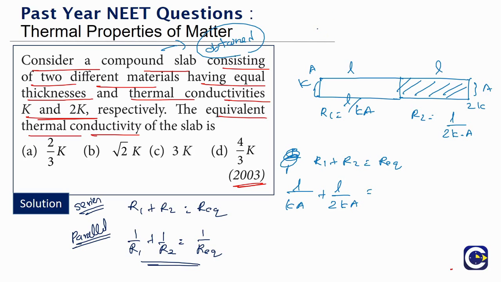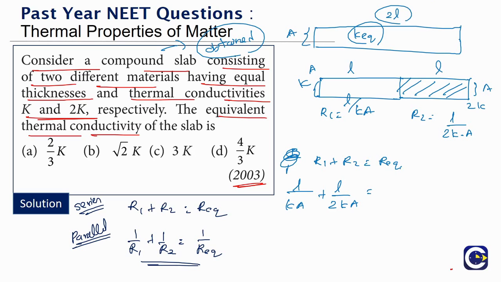R equivalent means we have to replace this entire thing by a single material. Imagine, with a thermal conductivity K equivalent. This is what they are asking, equivalent thermal conductivity. What is the area of cross section of the slab? A, but length will be 2L, because it has to replace the entire combination. R equivalent will be, with length 2L, divided by K equivalent into A. Taking an LCM on the left hand side, it will be 3L by 2Ka is equal to 2L by K equivalent into A. So L is cancelled, A is also cancelled.